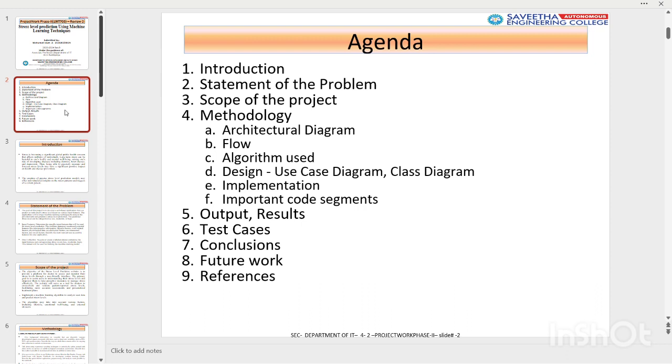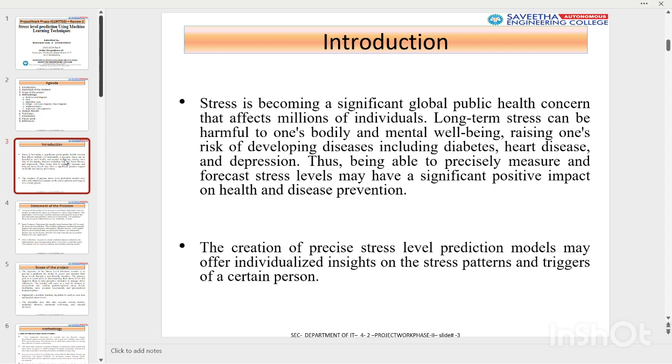Let's get into the agenda. This is the agenda of my project presentation, and let's get directly into our introduction.